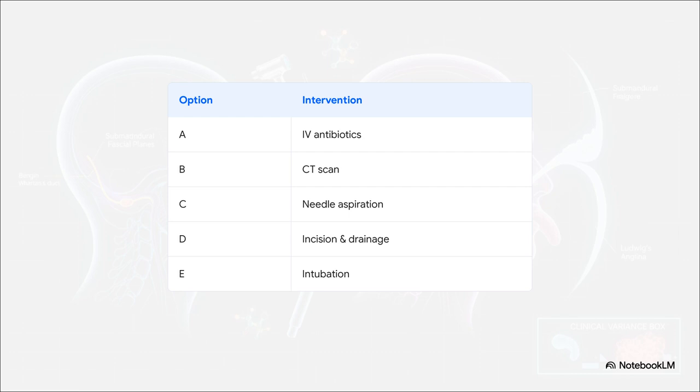Option C, needle aspiration, is incorrect because we are dealing with a diffuse bilateral cellulitis, not a localized abscess. Option D is the strictly masked surgical trap. That severe fluctuance mimicking induration aggressively tempts you to diagnose an isolated submandibular abscess. But remember, Ludwig's is a cellulitis. Scalpel-based drainage will yield absolutely no pus and causes a fatal delay. Therefore, option E, endotracheal intubation, specifically awake fiber optic intubation, is the definitive, uncompromising, life-saving mandate.